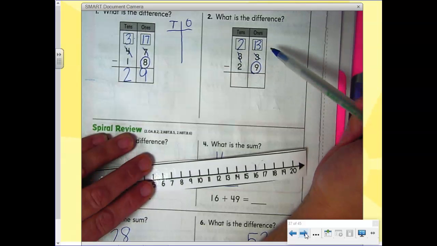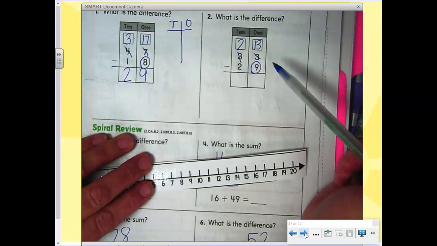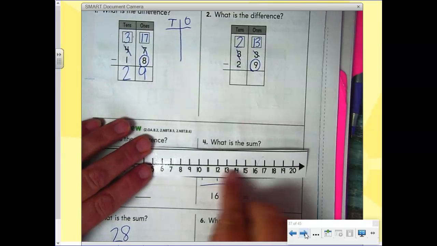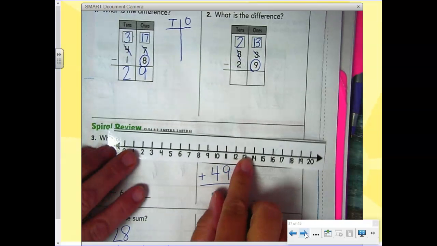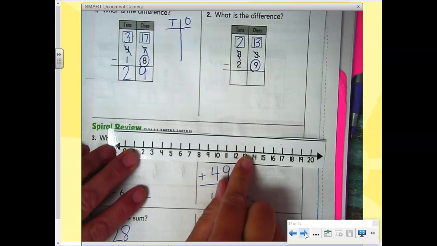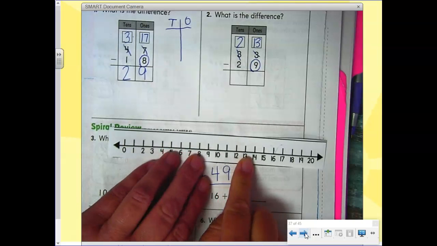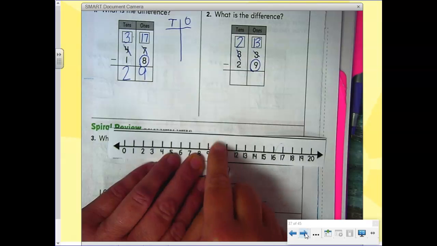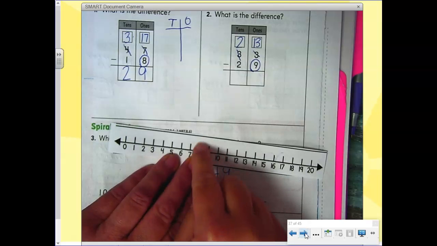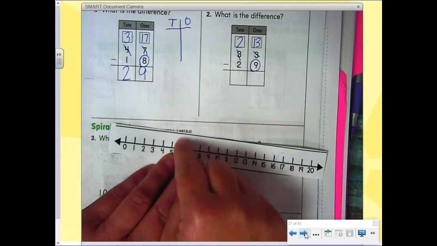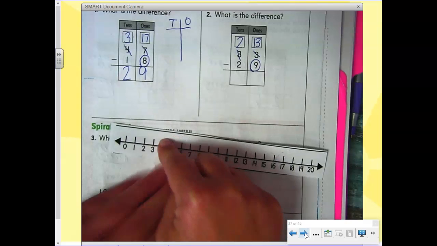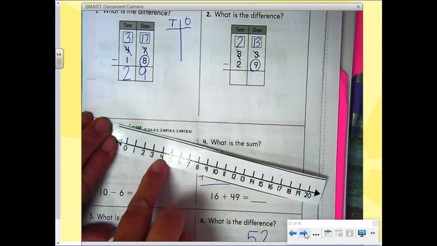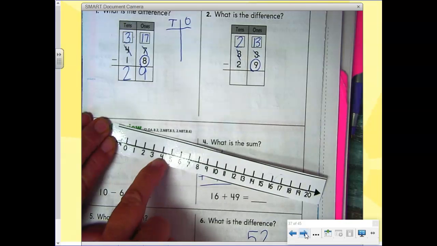Now we can subtract 13 minus 9. So we can start at 13 and let's hop back 9. Are you ready? 1, 2, 3, 4, 5, 6, 7, 8, 9. My answer is 4.